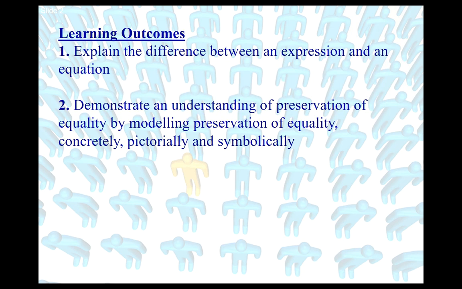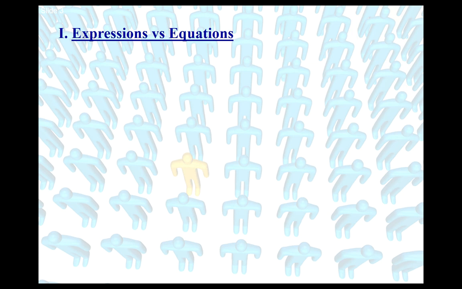Learning outcomes are to 1, explain the difference between an expression and an equation, and 2, demonstrate an understanding of preservation of equality by modeling preservation of equality concretely, pictorially, and symbolically. We're going to start off by distinguishing between an expression and an equation. So far in the course, I've been using the two words interchangeably, but it turns out that an expression and an equation are not quite the same thing.